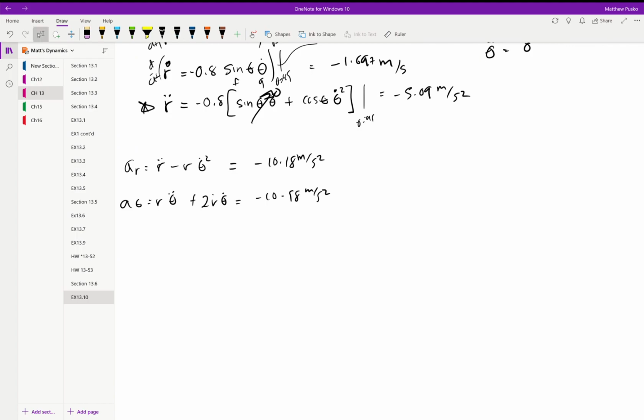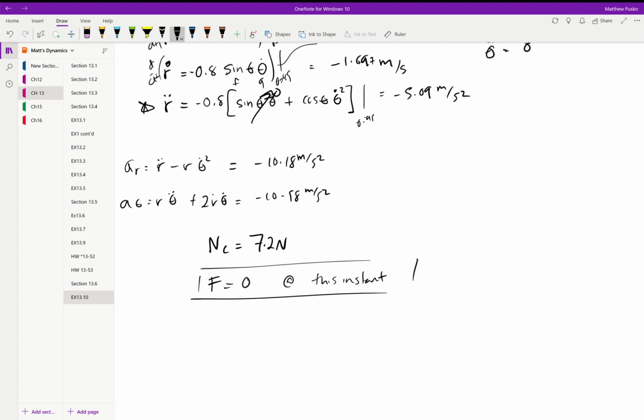Now we can use those to plug back into our Newton's second law equations of motion, and you can get the normal force on the collar to be equal to 7.2 newtons. And interestingly, at this instant, the rod AB is not providing a force, but only at this instant. Alright, thank you.